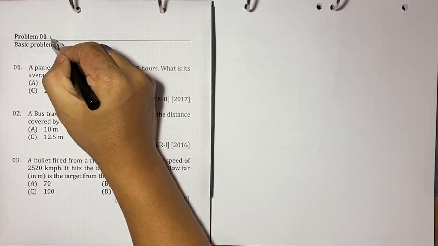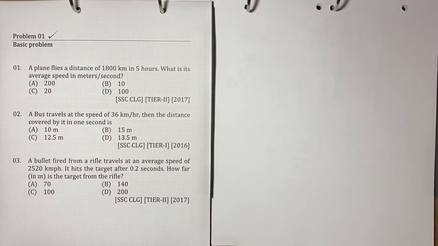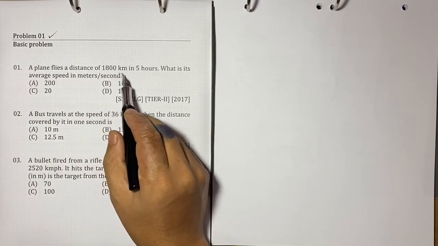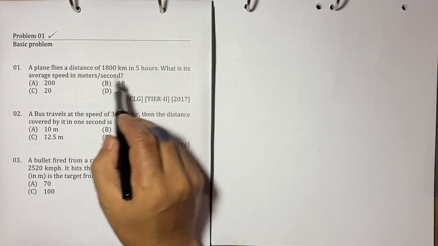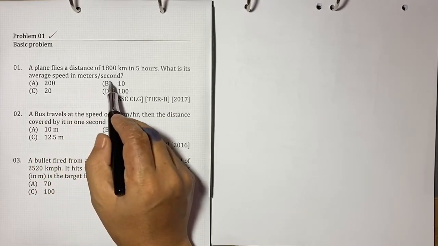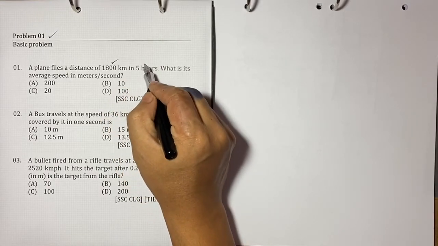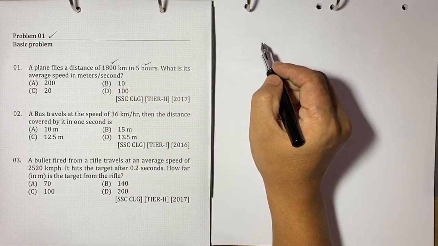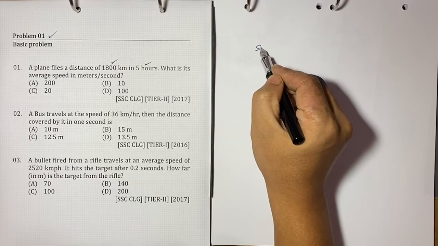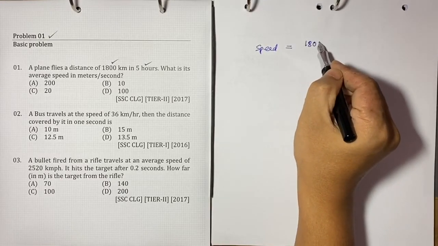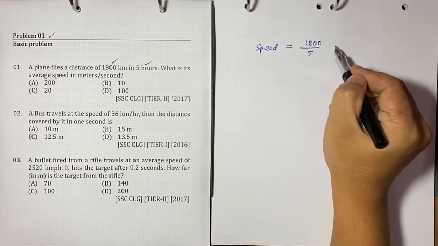Okay, problem type 1, basic problem. A plane flies a distance of 1,800 km in 5 hours. What is its average speed in meters per second? Distance is this, time is this. So the aeroplane's speed is simply 1,800 divided by 5 km per hour.